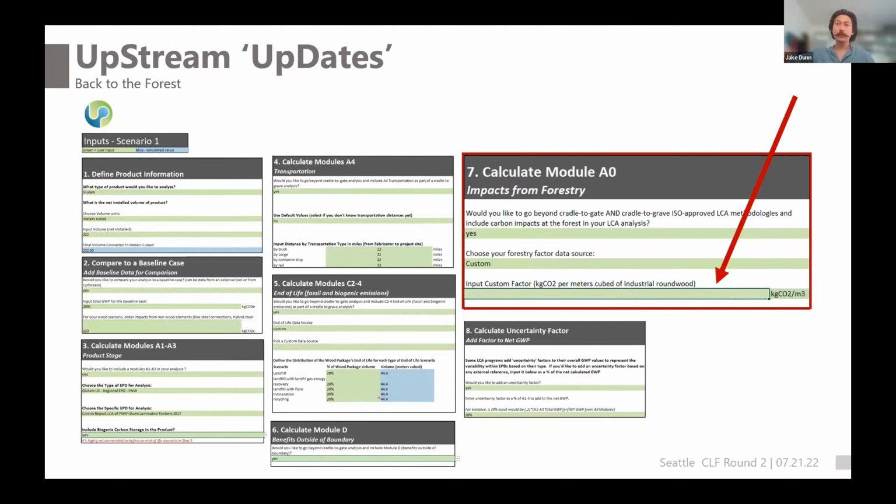This is a full model, right? All within the spreadsheet, full cradle to grave, even getting into some other aspects around comparative LCA. But this is still the forestry module. Right now, the custom data source is the only dropdown that we have, and you have to input in kilograms of CO2 per meters cubed of industrial roundwood value that then gets applied to the input volume of wood for the system, and all the conversions take place.